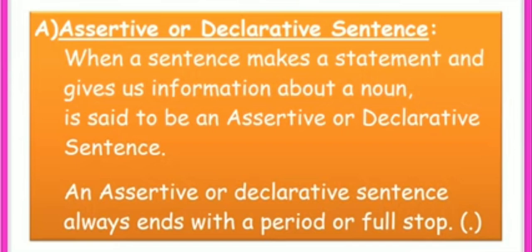Assertive sentence. An assertive sentence is also called a declarative sentence. So, when a sentence makes a statement and gives us information about a noun, it is said to be an assertive or a declarative sentence. This means that any sentence that is giving us some information or telling us something, declaring something, will be called an assertive or declarative sentence. Now, an assertive or declarative sentence always ends with a period or full stop.